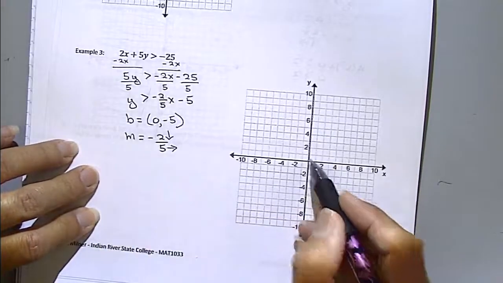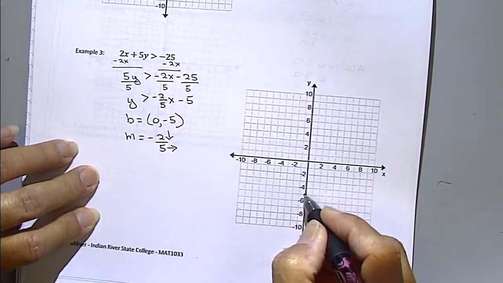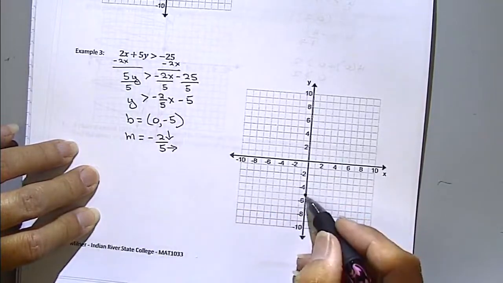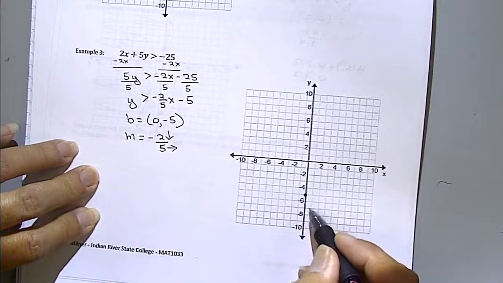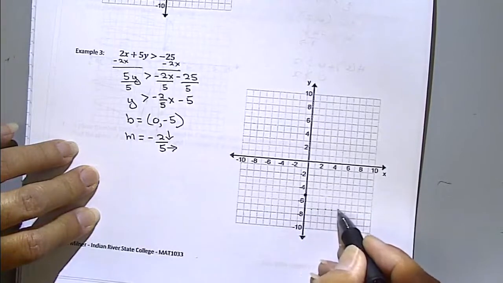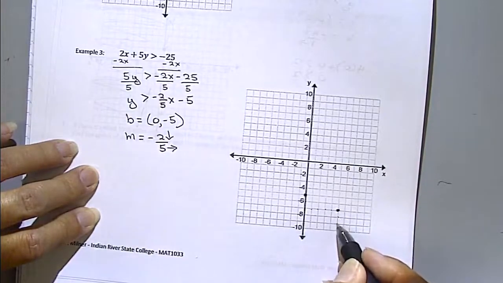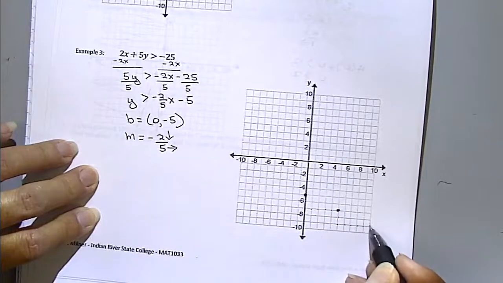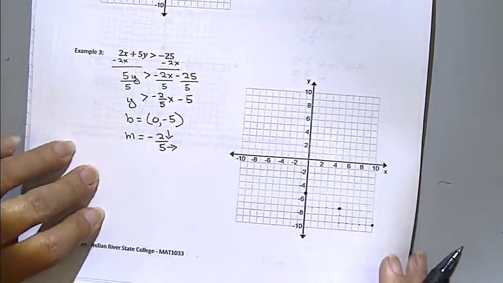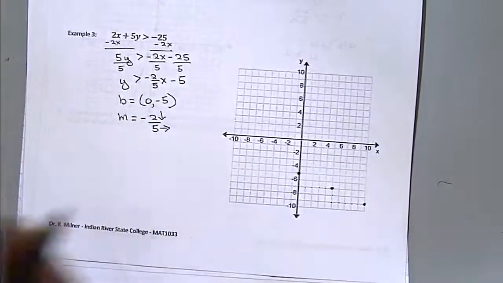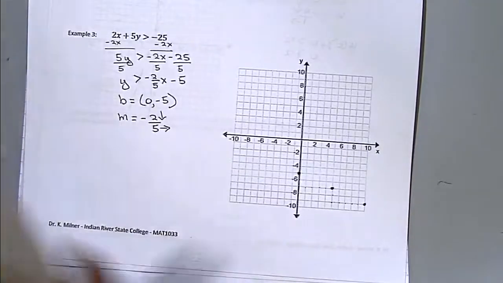Let's find our starting point. It's 0, negative 5. Here it is, right? And what do I do next? Well, I go down and to the right, 2, 3, 4, 5. There's my next point. Where would my next point be? Well, I go from there down to 1, 2, 3, 4, 5, almost off the chart, right? That looks like my line. Let me see what it looks like when I graph it.